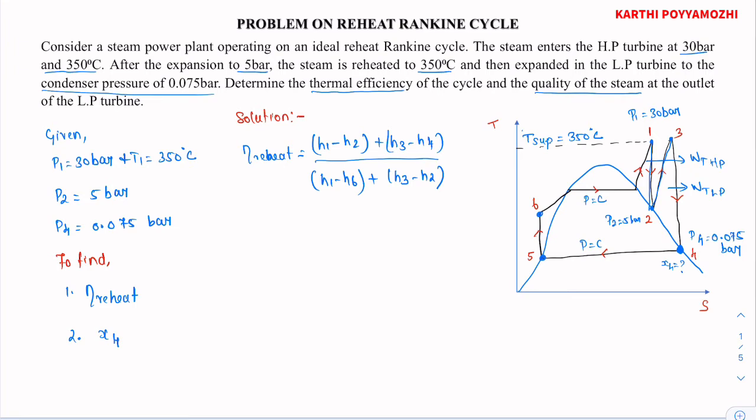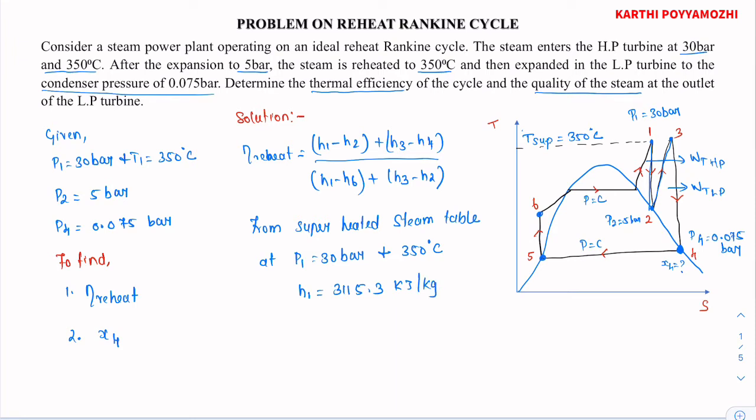From the superheated steam table, at P1 equal to 30 bar and 350 degrees Celsius, the value of H1 is equal to 3115.3 kilojoule per kg and S1 is equal to 6.7428 kilojoule per kg Kelvin. We have found the value of H1 from the steam table.